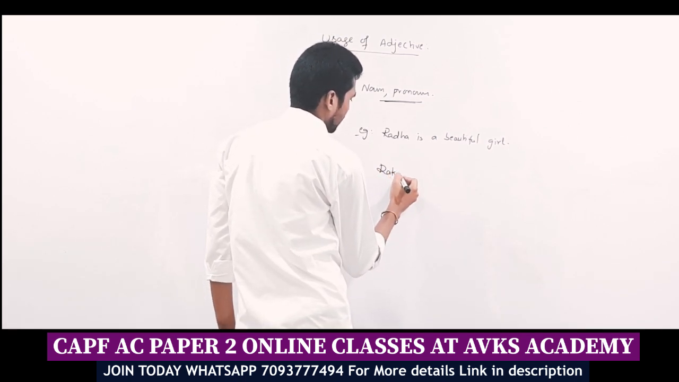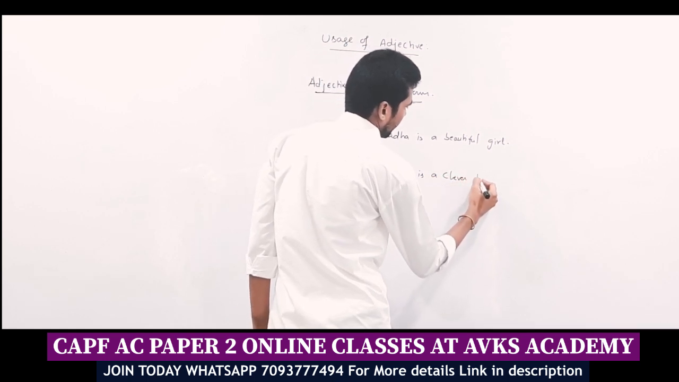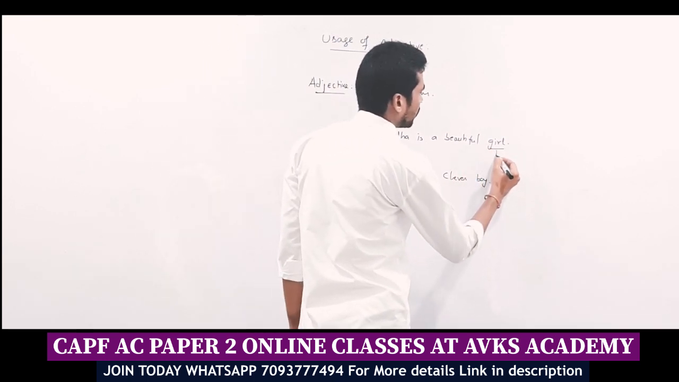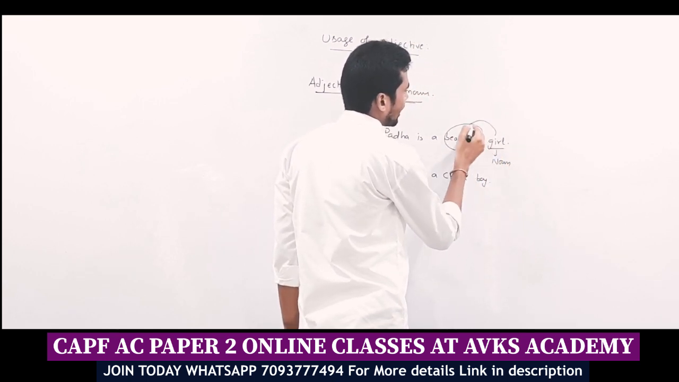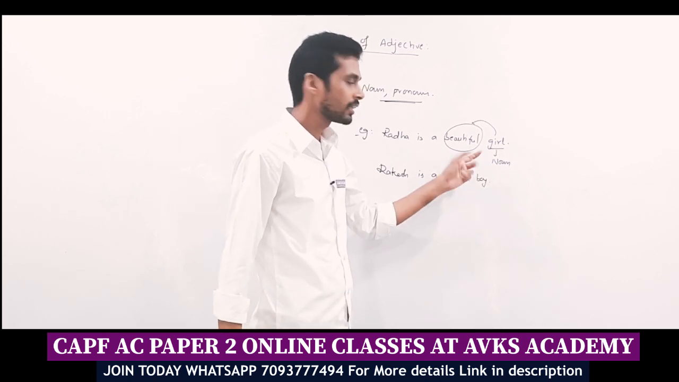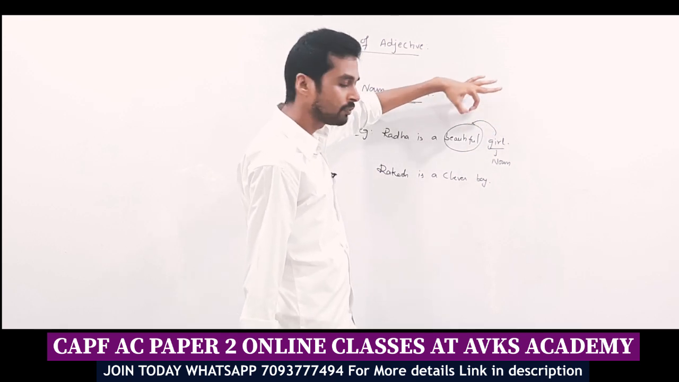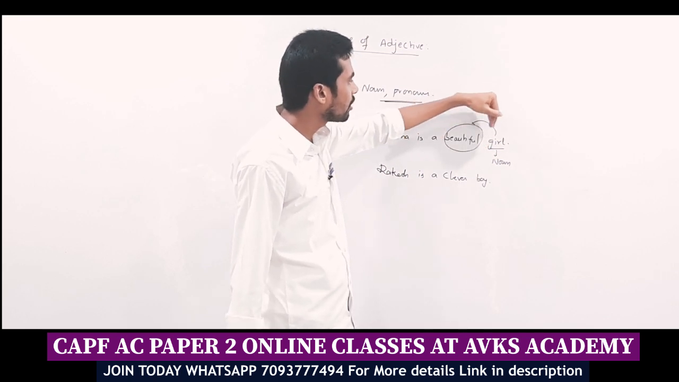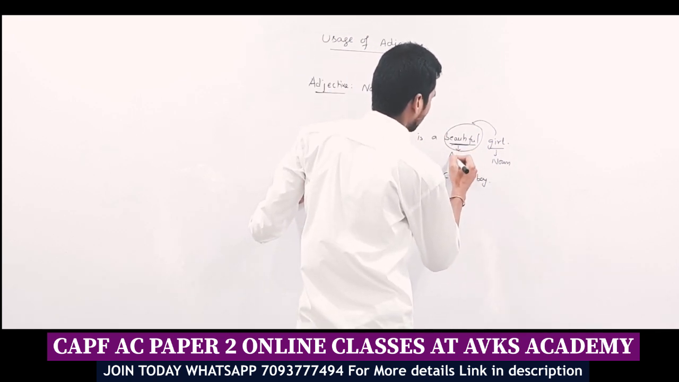Rakesh is a clever boy. Okay, here you see, girl is what? Which part of speech? Girl is a noun. When we give extra information to the noun, that is called what? Adjective. Here girl is simply a noun, so this beautiful represents how the girl looks. That means we are qualifying or describing this noun only. So that's why beautiful is an adjective.